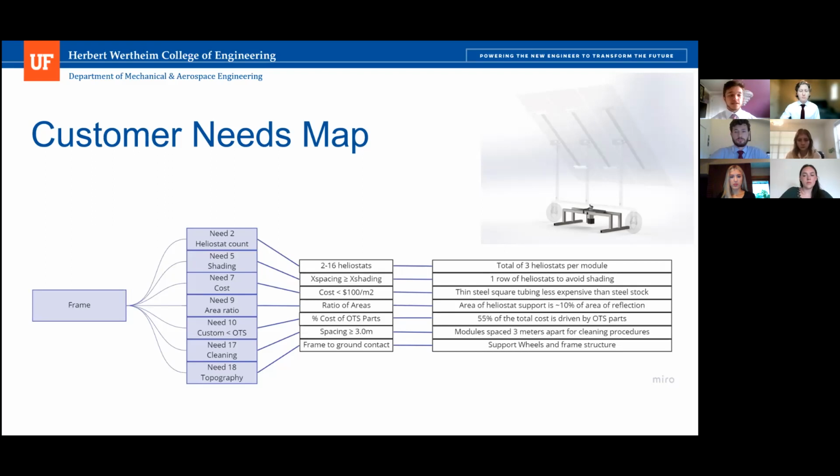The frame addresses these needs by supporting 3 heliostats per module, all of which are placed in a row to prevent cross shading. The cost is addressed through the material selection, where the chosen steel square tubing is less expensive than the alternative steel stock. Furthermore, to accommodate the provided topography, the frame and support wheels provide a firm structure to the overall assembly.